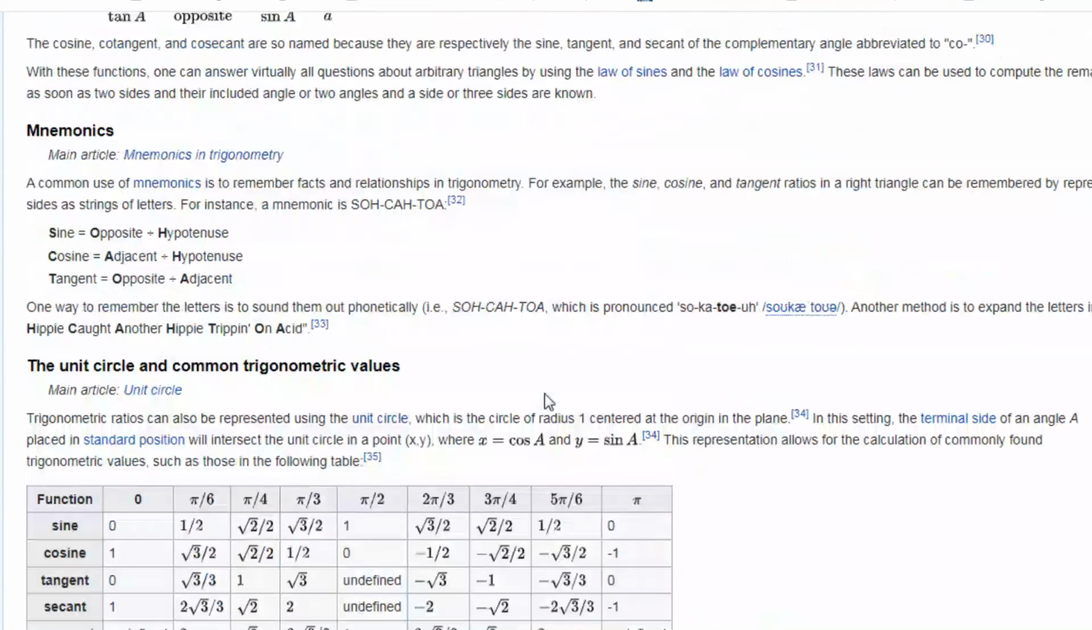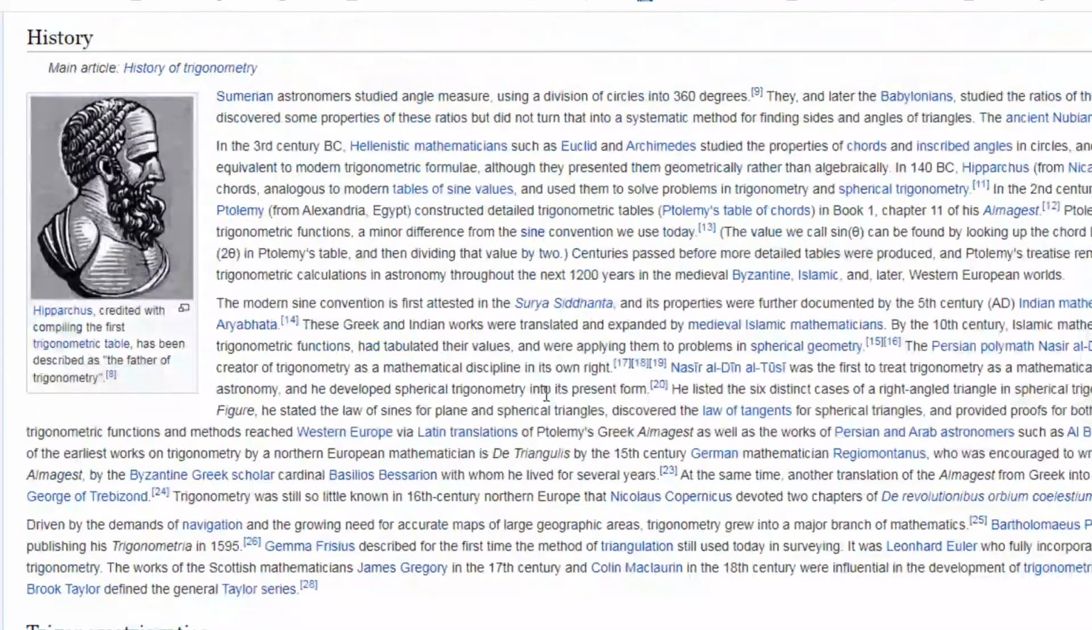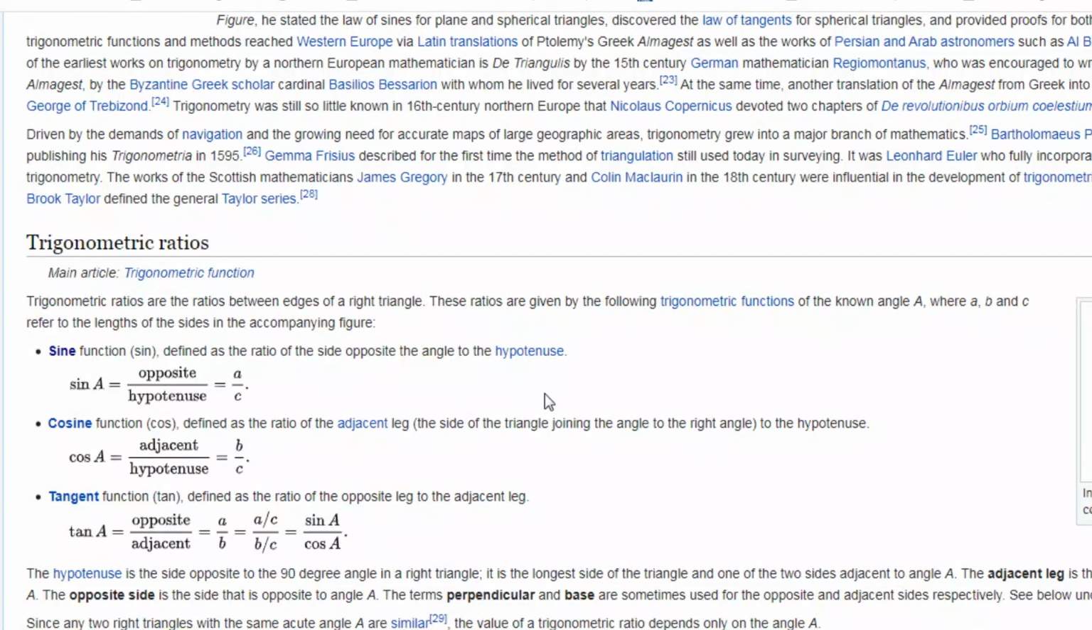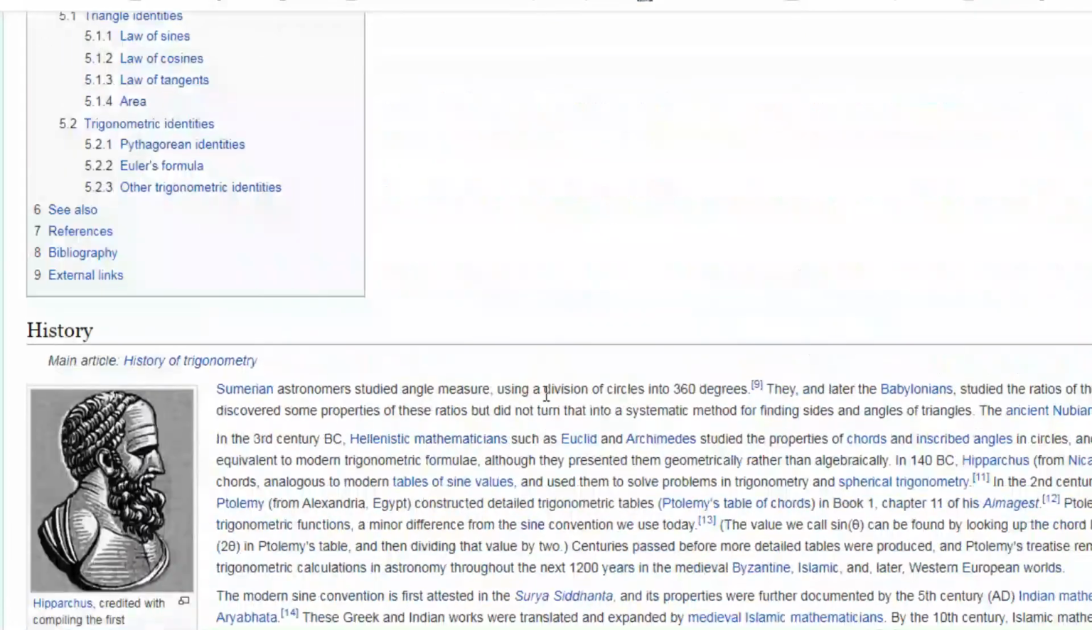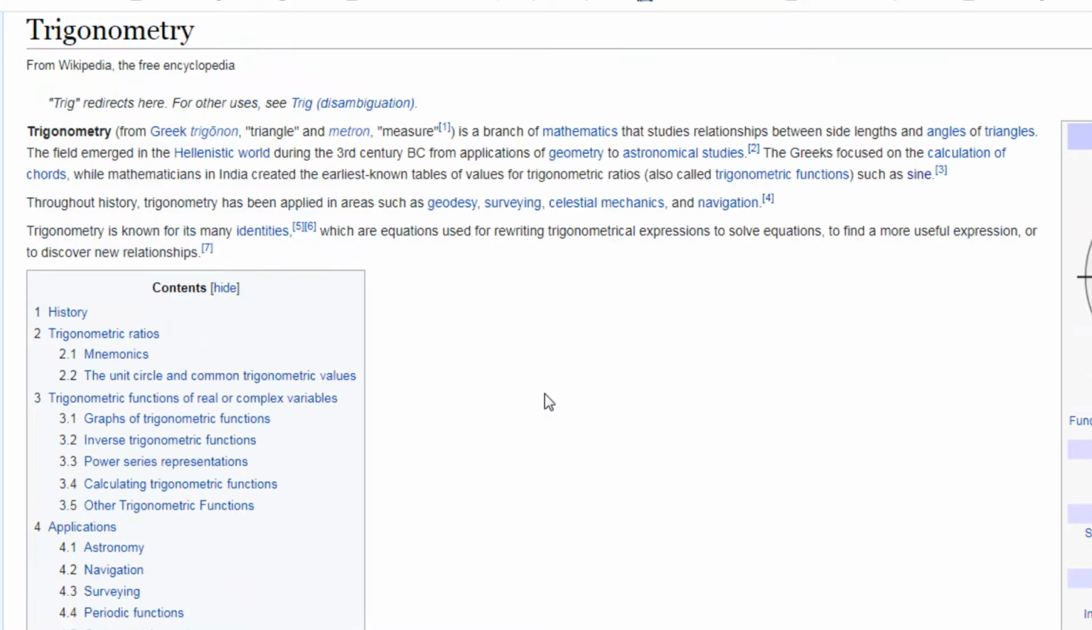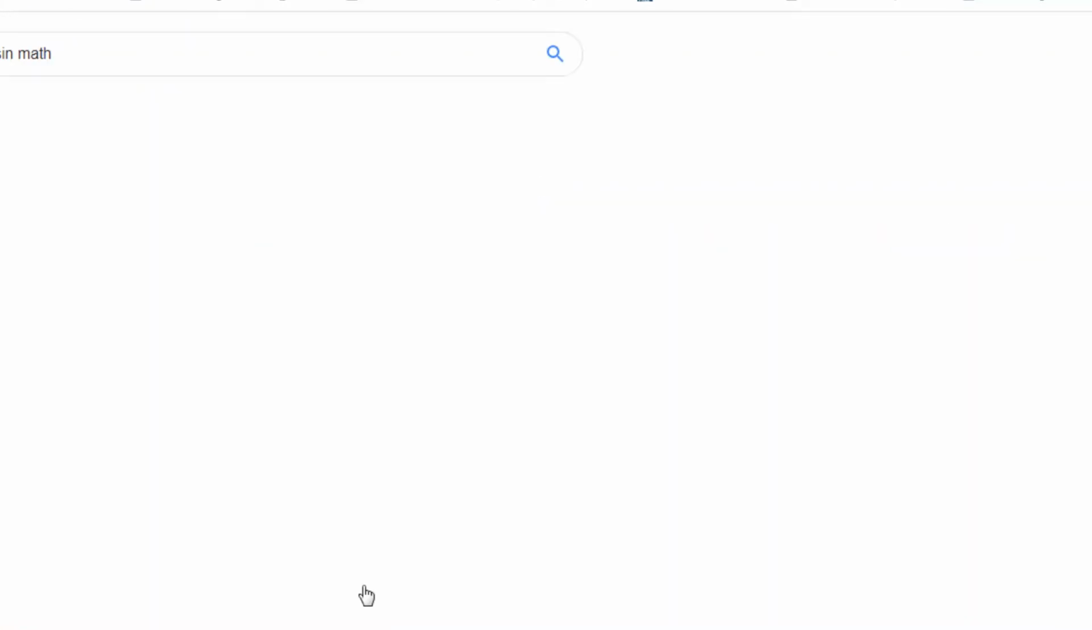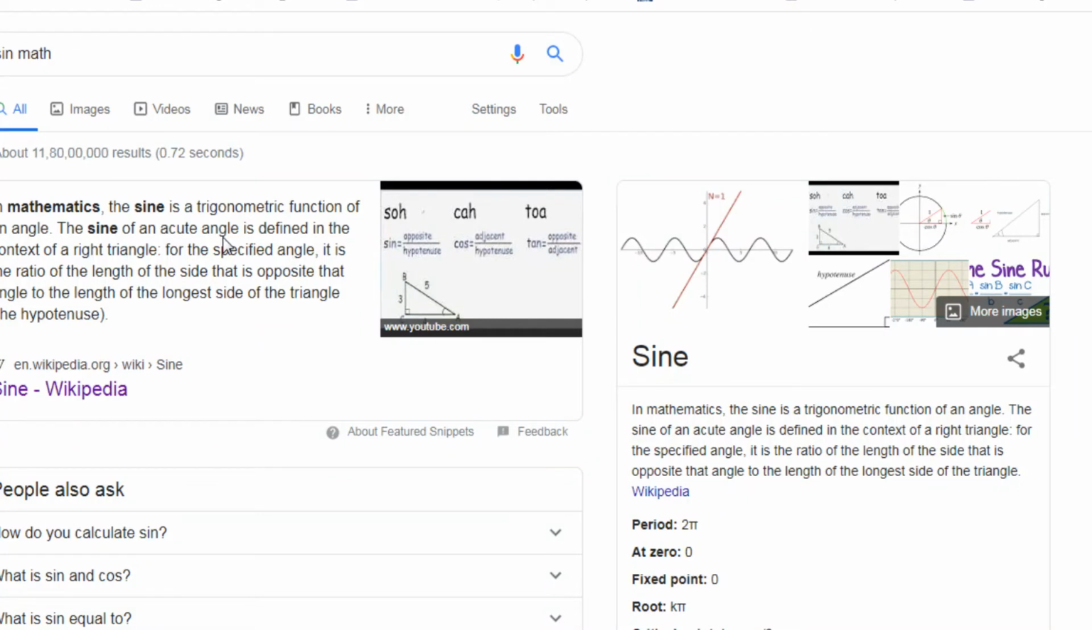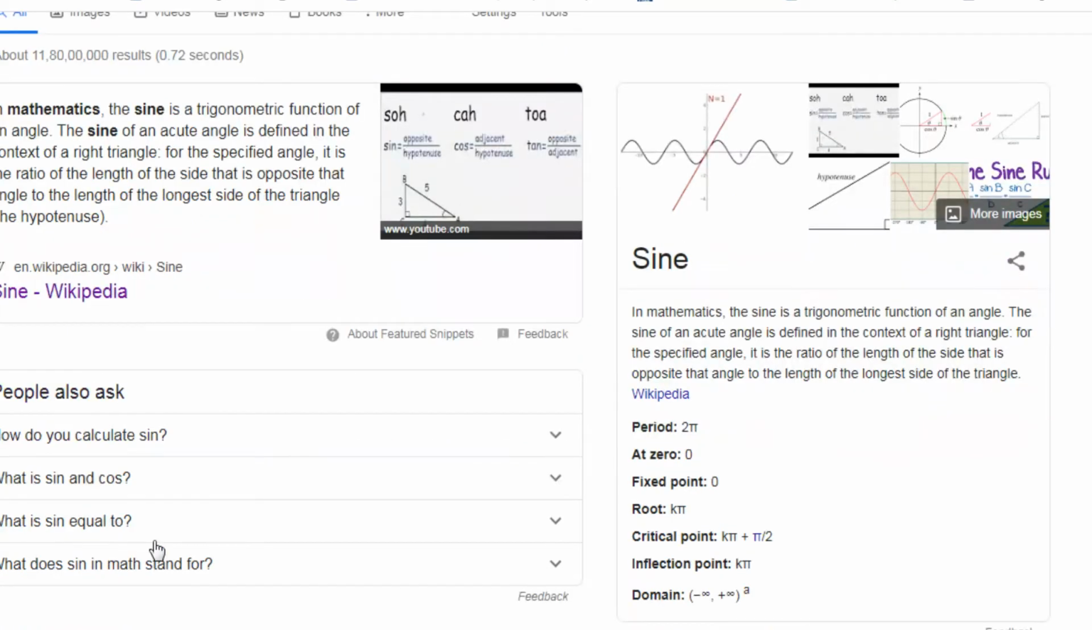The problem with trigonometry is that it is quite a bit difficult to understand, but the good thing about trigonometry is that you can actually learn about those functions, what that function is actually used for, what the role of that function is, and why we use that function. Okay, so let's talk about sine. Sine is a trigonometric function of an acute angle, defined in the context of a right triangle. For the specified angle, it is the ratio of the length of the side that is opposite that angle to the length of the longest side of the triangle, the hypotenuse.